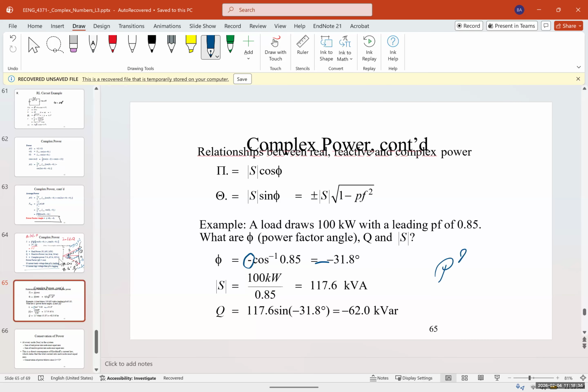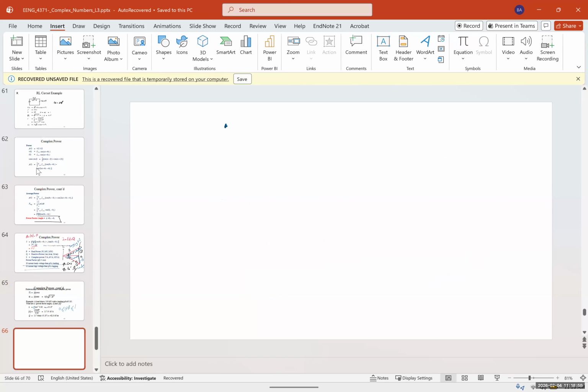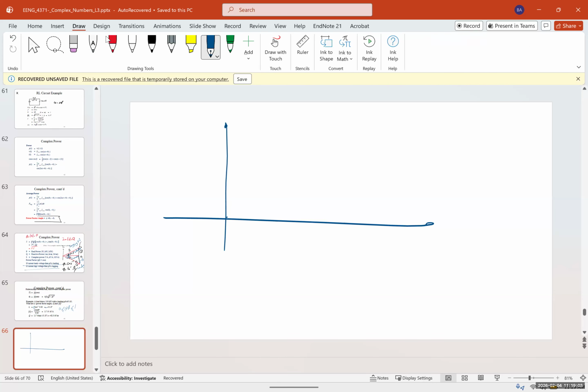Now, the power factor is between which numbers? What is the largest that the power factor could be, and what is the smallest that it could be? Yes, it could be between 1 and 0. What is the best scenario? What is the worst scenario? Yes, perfect. Thank you. So for the power factor, we want S and P to be equal.